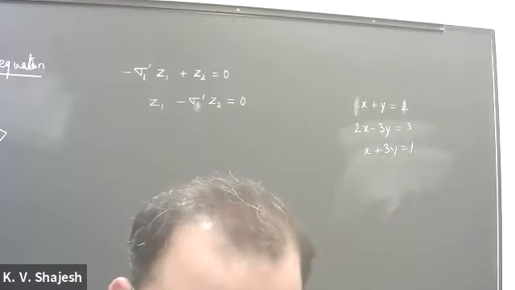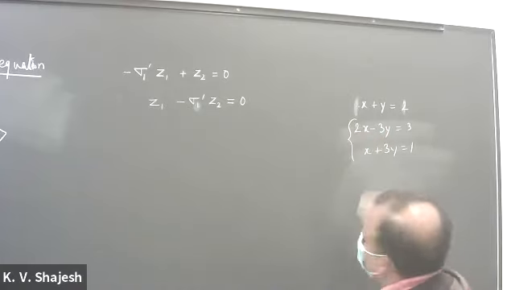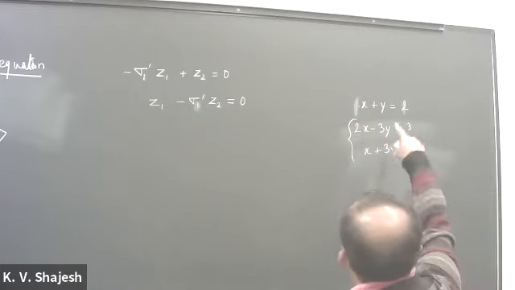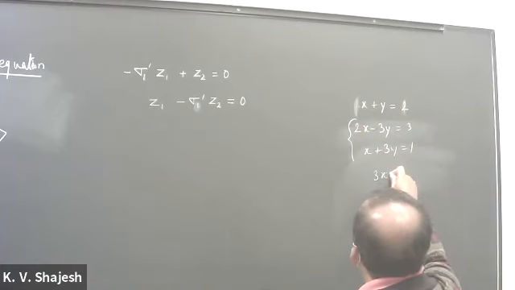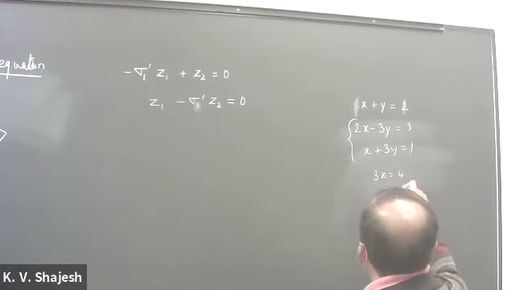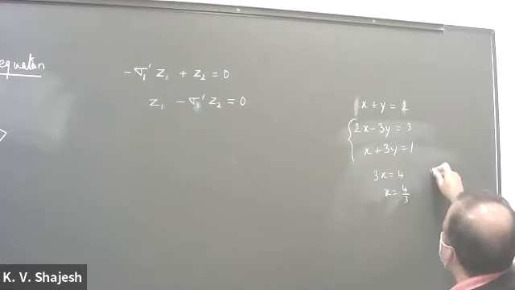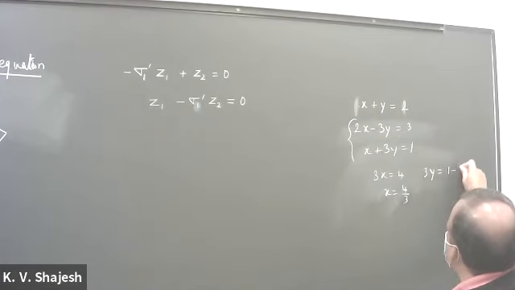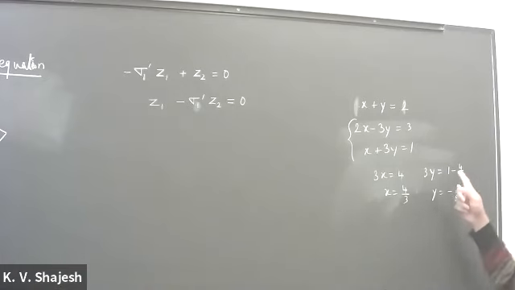Right? So let's see. First, let's use these two to solve for x and y. So let's add these up. So this is 3x is equal to 4, right? So x is equal to 4 by 3. If x is equal to 4 by 3, then y is equal to minus 1 by 9, right? We don't need another.